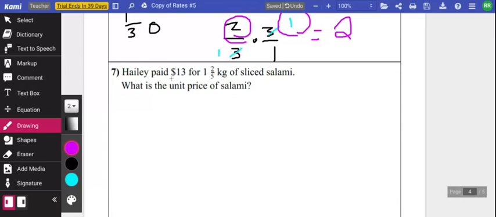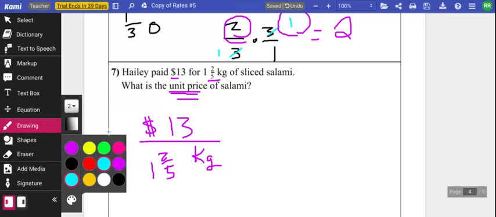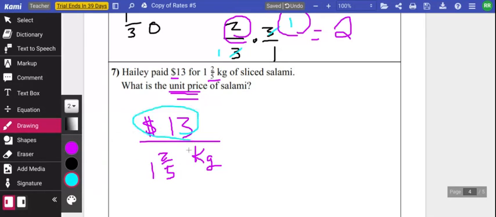Number 7, Haley paid $13 for 1 2/5 kilograms, that's kg, kilograms of sliced salami. And so what is the unit price? The unit price, so you want price per, in this case, kilogram. Price per kilogram of sliced salami. So it's $13 for 1 2/5 kilograms of salami. And so if you want the unit price, how are we going to get unit price or unit rate? Take top divided by bottom, right? So top number 13 divided by 1 2/5. Let's use the C method to make this improper. So if I do that, this is 7/5, right?